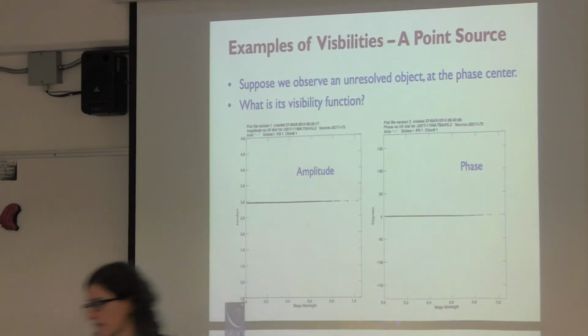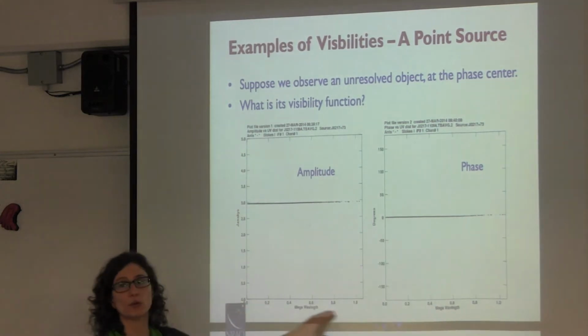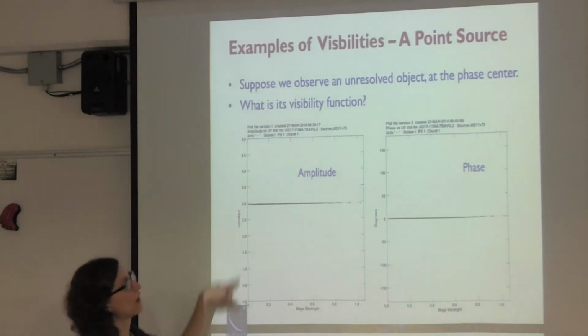Okay, so yeah, this is just an example. Here you have the UV distance, the baseline distance in this axis, and flux in the other one.